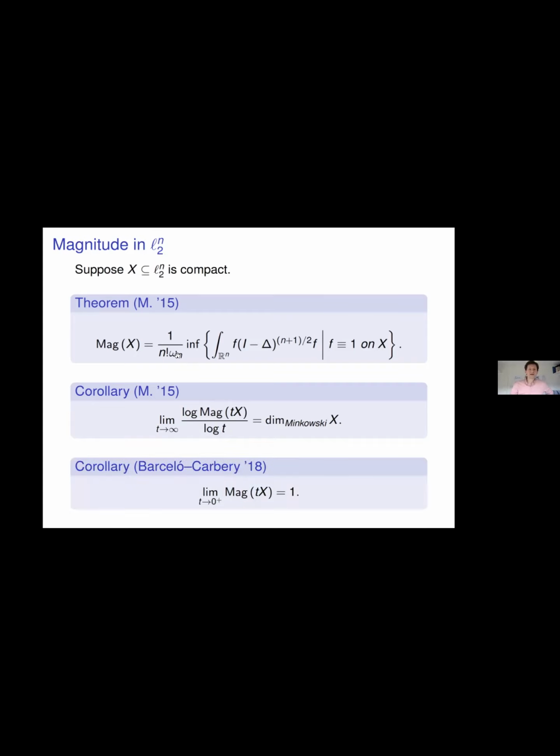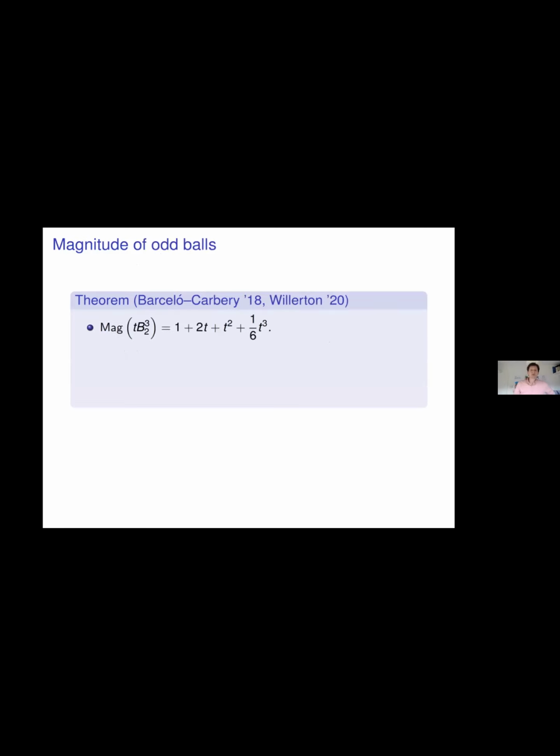The other thing that is known for all dimensions from this is that if you take a subset of Euclidean space and you shrink down to a point, then we avoid the pathology of that example that I showed before, that in fact the magnitude does go to 1 when you shrink. Okay. To go farther than that, we start running into that issue of the dimension needing to be odd to take a very classical viewpoint. And in odd dimensions, the magnitudes of balls were calculated explicitly, first by Barcelo and Carberry, and then by Willerton.